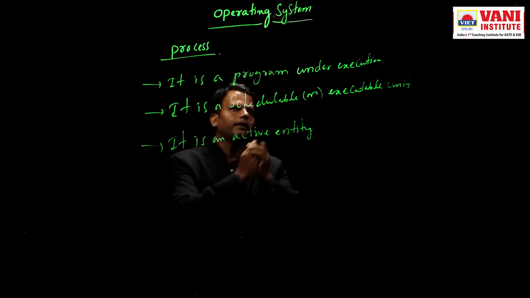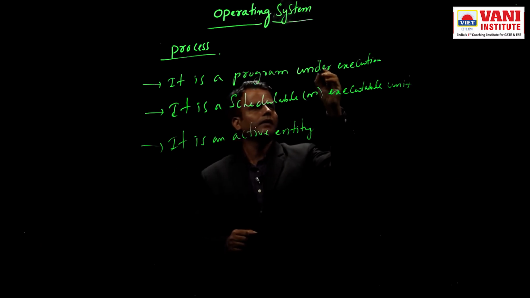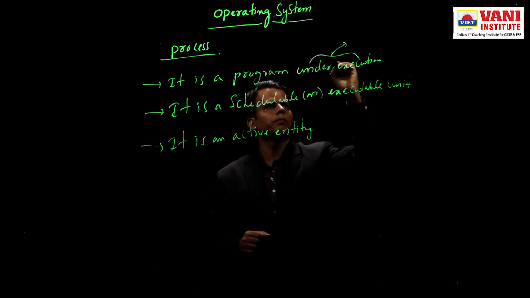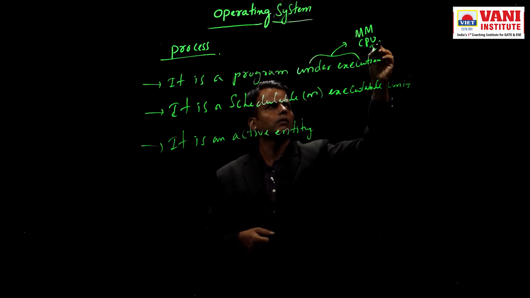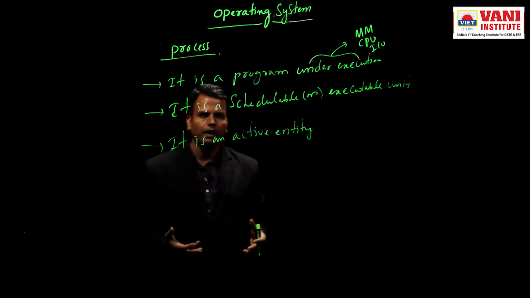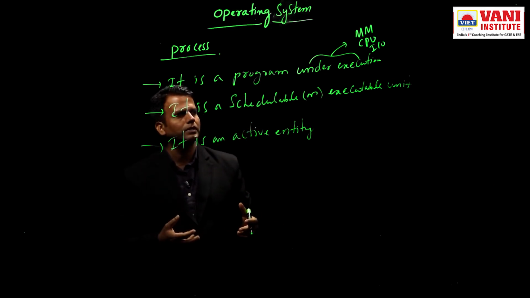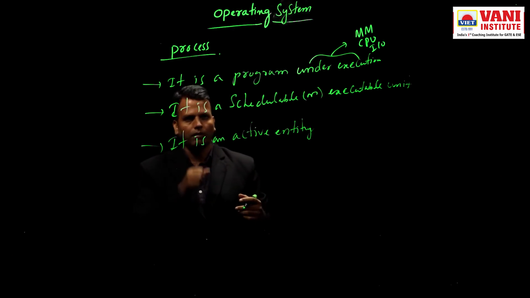First one, it is a program under execution. What is the meaning of this? Under execution means your program or process can be inside the main memory, can be on CPU, can be on IO also. It can perform any action. It can be present anywhere. As I said, at different points of time, a process can be present at different locations. So your process can be anywhere.